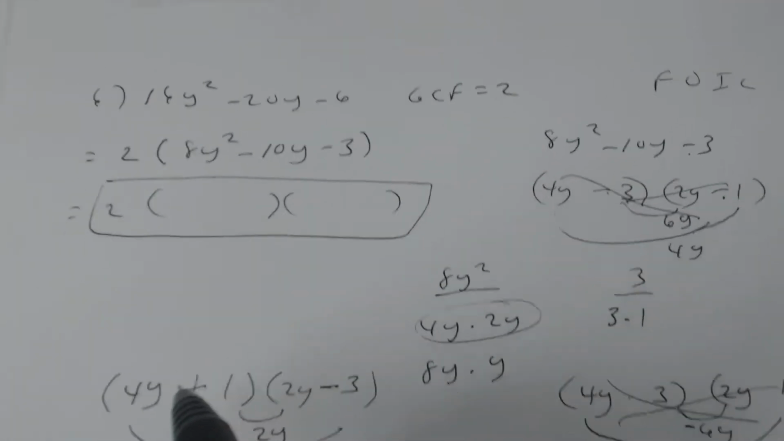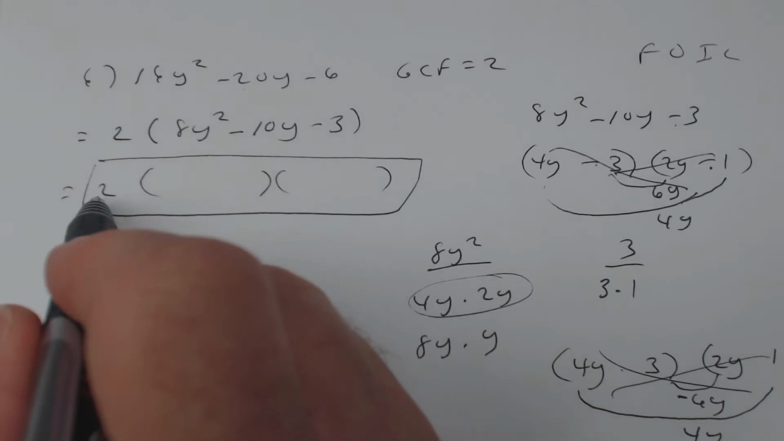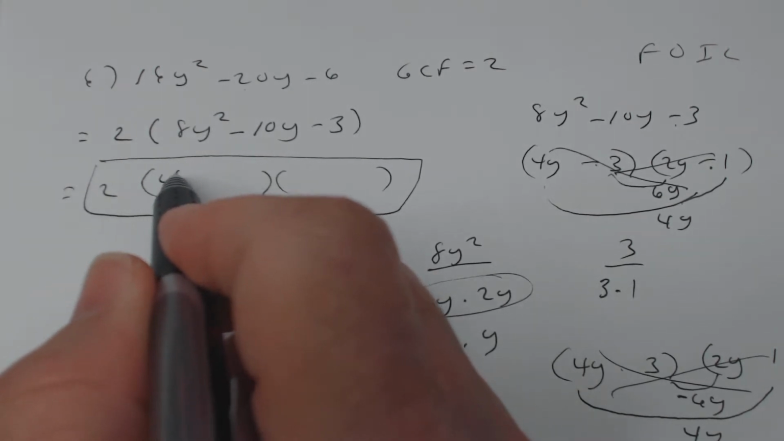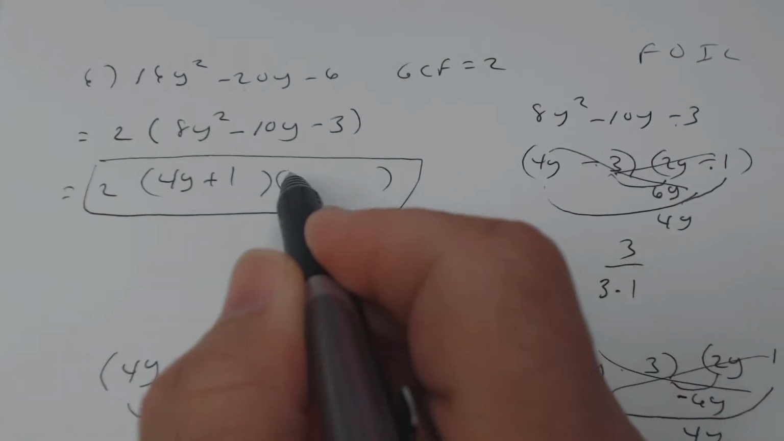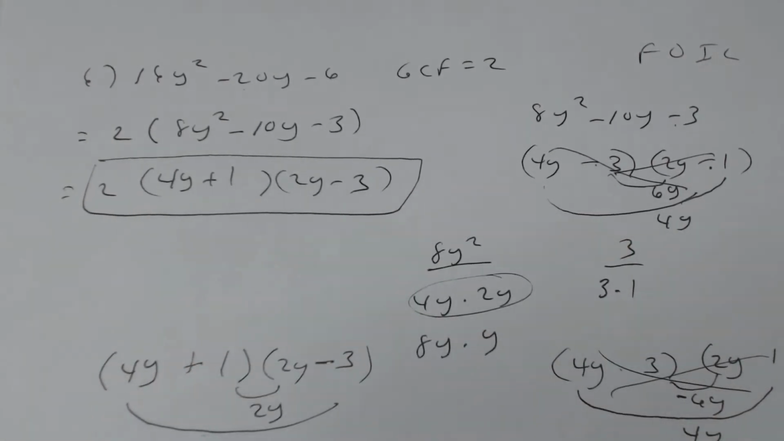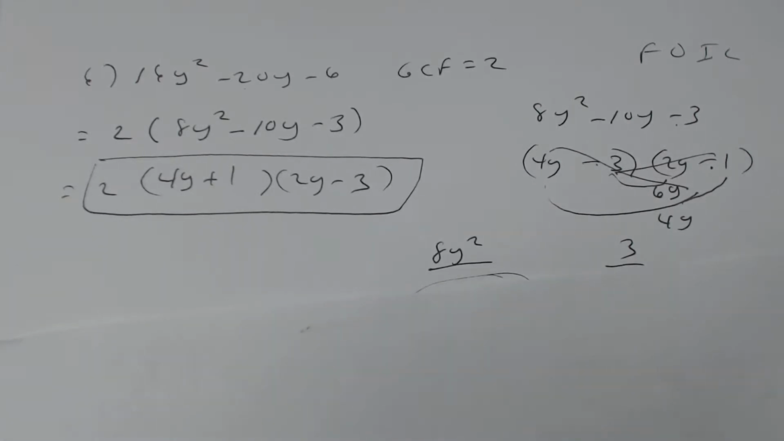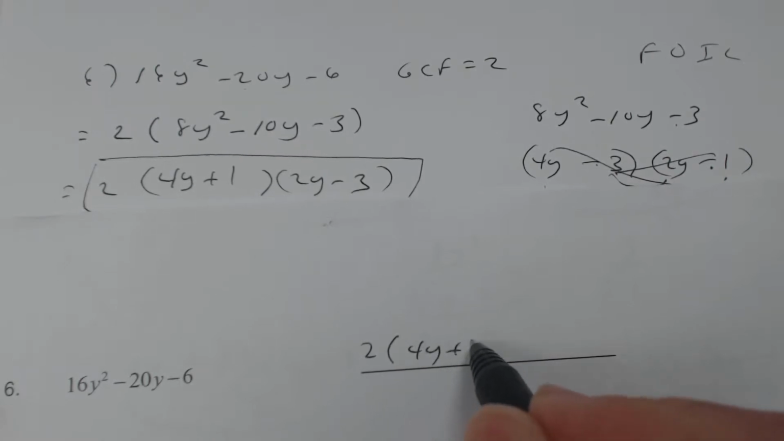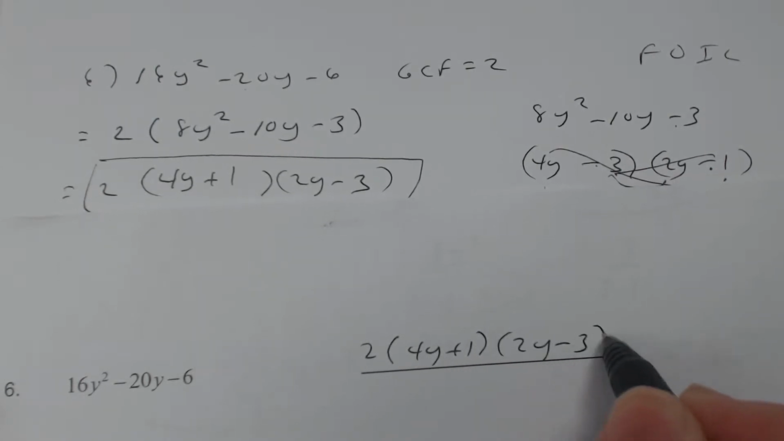Don't forget though, the answer is going to be the GCF. Always remember the GCF. So it'll be 2 times 4y plus 1 times 2y minus 3. All right, so that's number 6. So number 6, you're going to have 2 times 4y plus 1 times 2y minus 3.